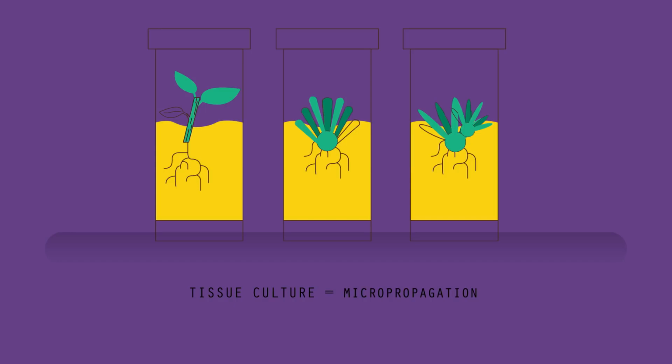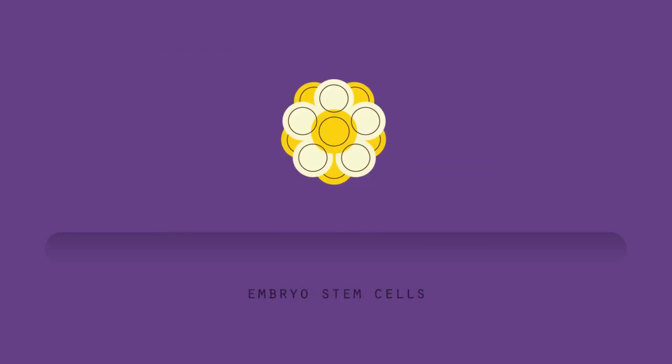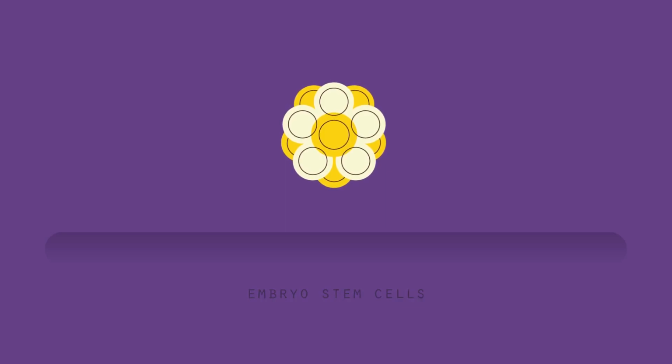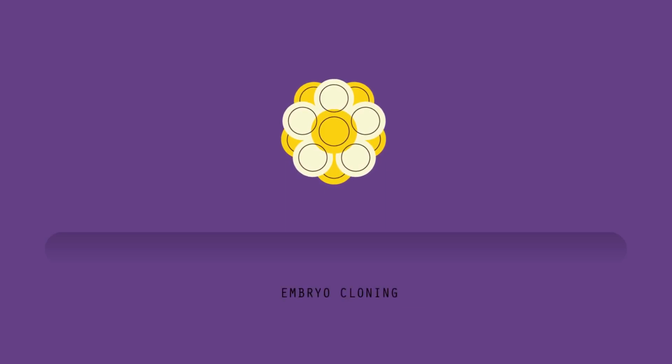Animals can also be cloned, but different techniques need to be used. In animals, only embryo stem cells have the capability to differentiate into all the different types of cells found in an adult. There are two methods you can use. The first is called embryo cloning.